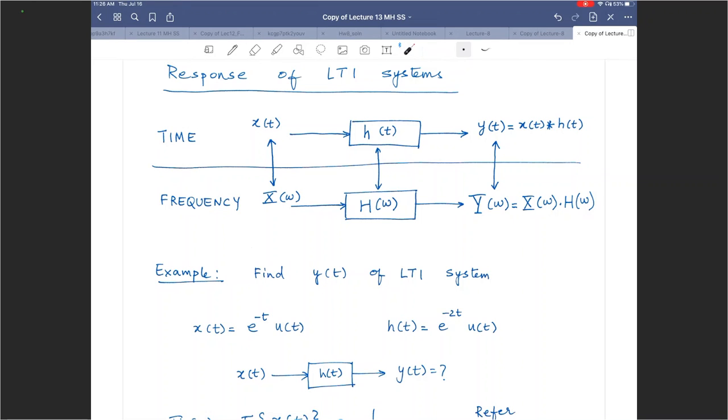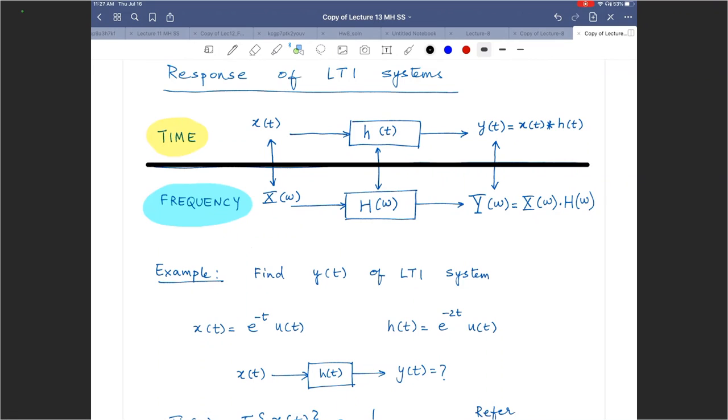Now, I would like to spend a couple of minutes talking about how you can leverage these properties to find the response of linear time invariant systems. So first, I have made two worlds. The first world is the time domain world, and the next one is the frequency domain world. Everything above this line is the time domain. Below that line, we are in the frequency domain.